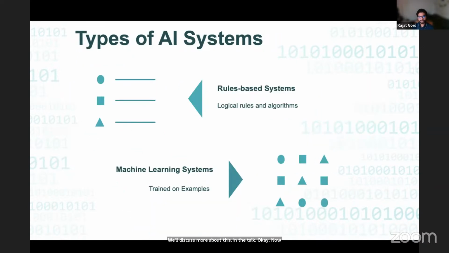Now let's dig deeper into how AI systems are created. To understand that, let's discuss how we could learn to differentiate shapes. Let's assume that you do not know anything about circles or rectangles or triangles. If I wanted to learn different types of shapes, there are basically 2 ways to do it.